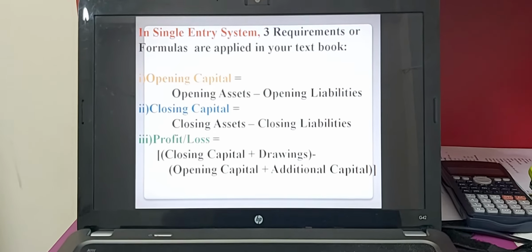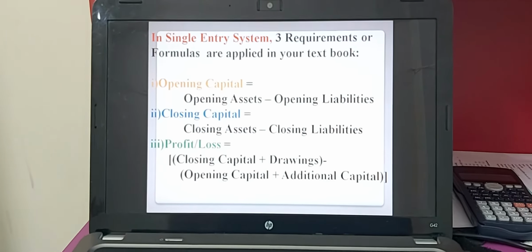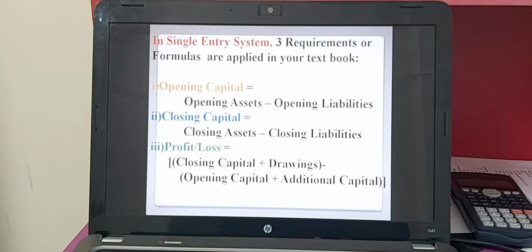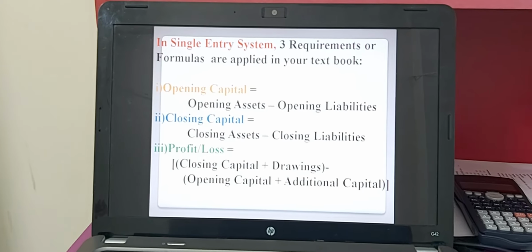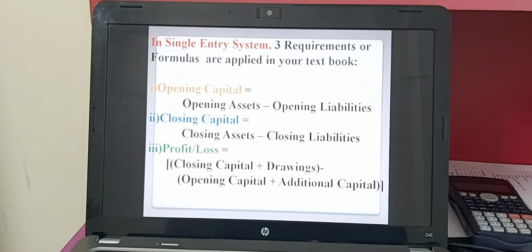Requirement A. Determine the amount of opening capital of Riyadh Enterprise. Requirement B. Determine the amount of closing capital of Riyadh Enterprise. Requirement C. Determine the amount of profit or loss of this business.